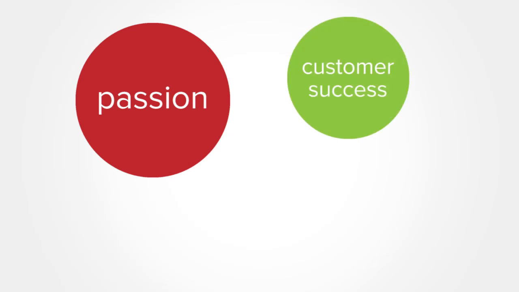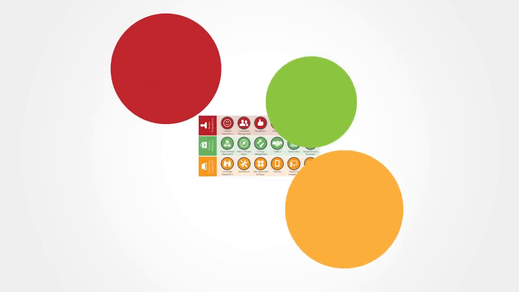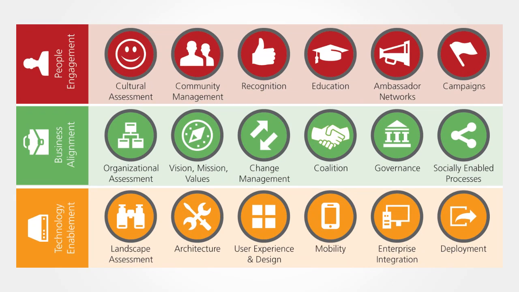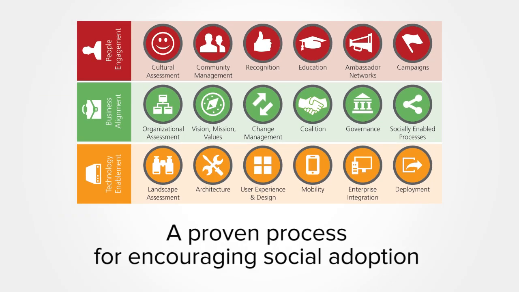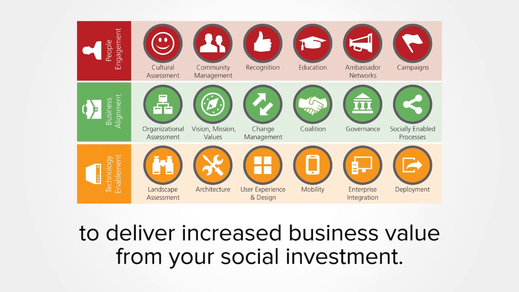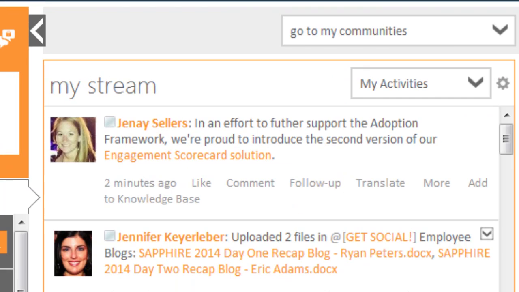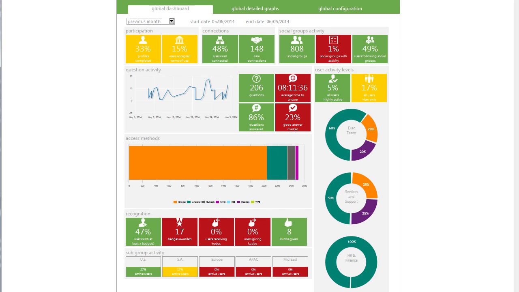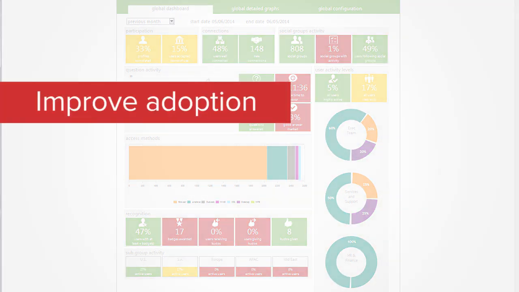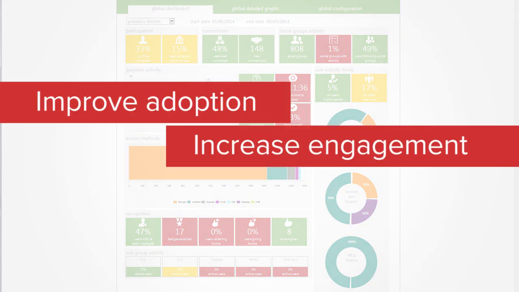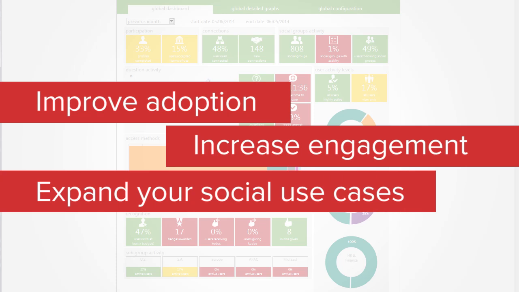Our passion for customer success and improving adoption led us to develop the Sitrion Adoption Framework, a proven process for encouraging social adoption to deliver increased business value from your social investment. In an effort to further support the adoption framework, we're proud to introduce the second version of our Engagement Scorecard solution, enabling you to find and track the areas in your company where you can improve adoption, increase engagement, and expand your social use cases.